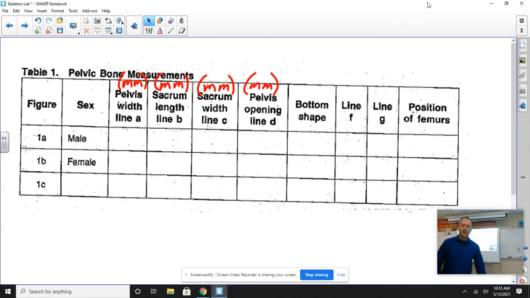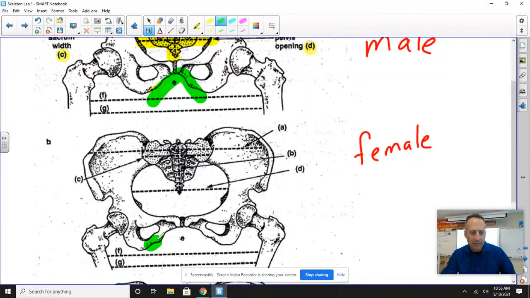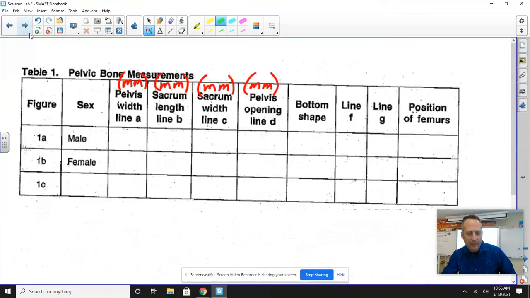The next thing you're going to have to look at, the procedure says, is the bottom shape. So the bottom shape of the pelvis, this is the bottom shape right here. This is the bottom shape of this female right here. So you have to tell me if it's either pointed or rounded. That's what you'll have to write in, where it says bottom shape. It's either pointed or rounded.